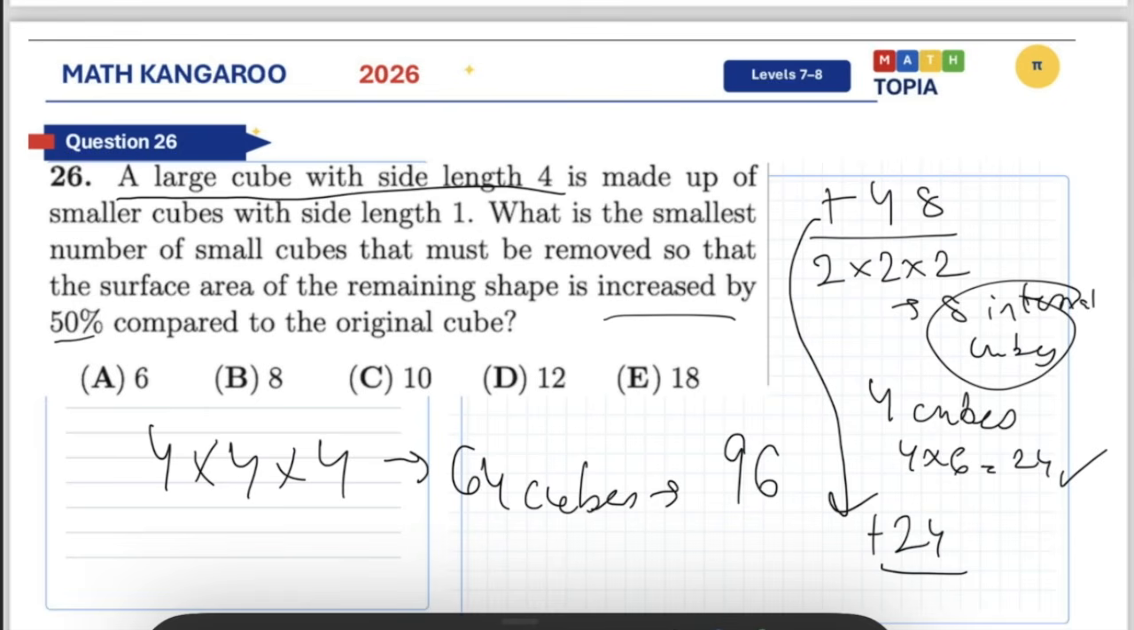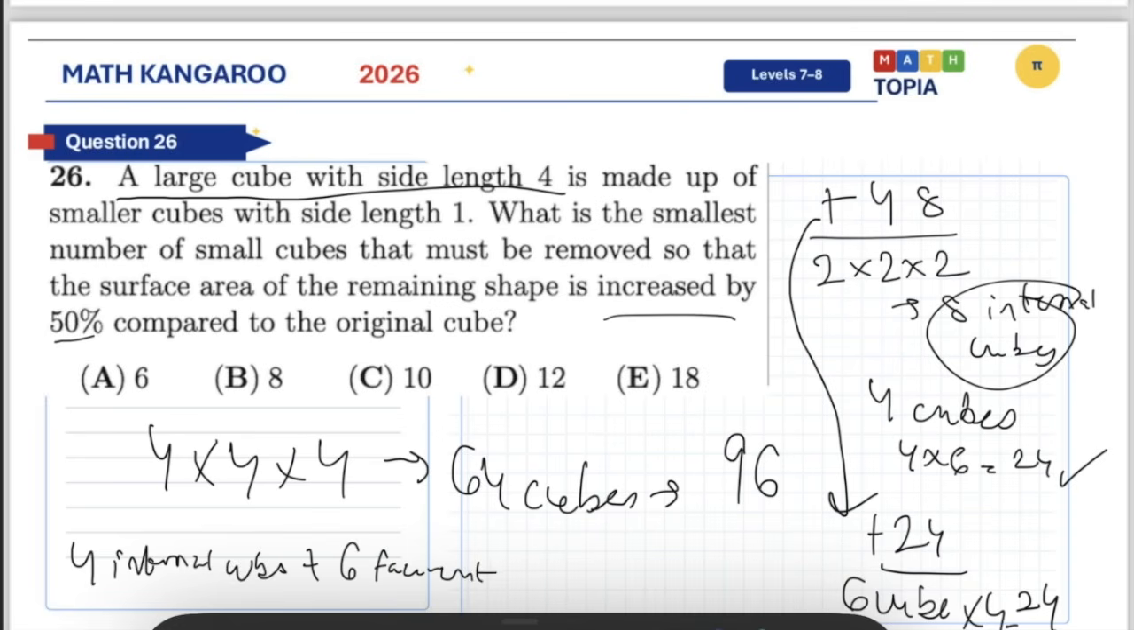So our biggest target, again, is plus 4 face center cubes. And because each cube has exactly 6 faces, we can just do 6 cubes times 4 equals 24 to crank out that extra 24. So that gives us 4 internal cubes plus 6 face center cubes to give us 10 cubes in total to be removed. So our answer is C.